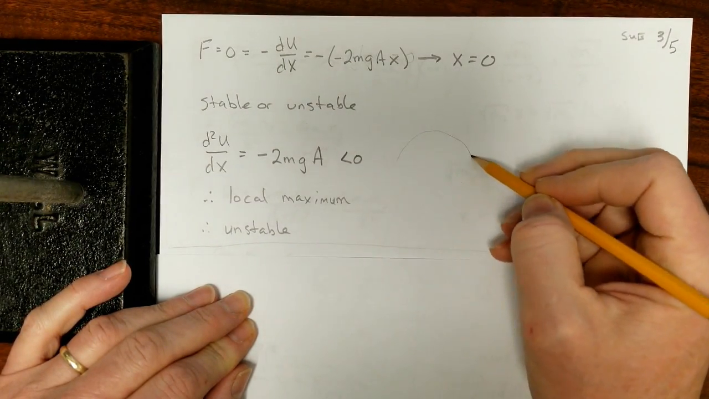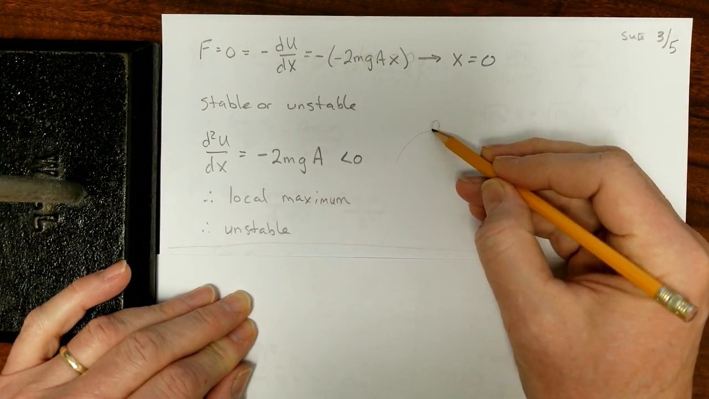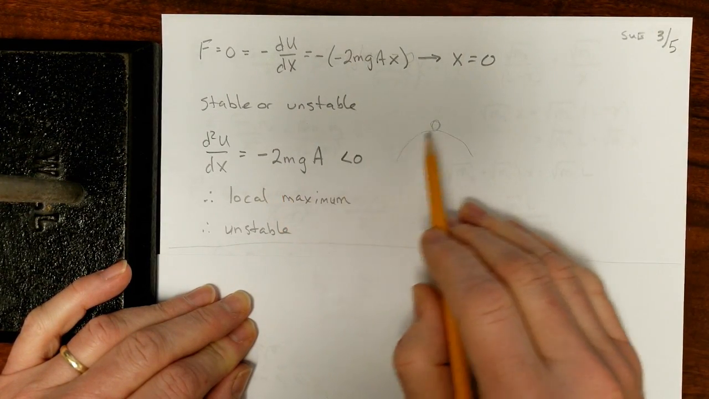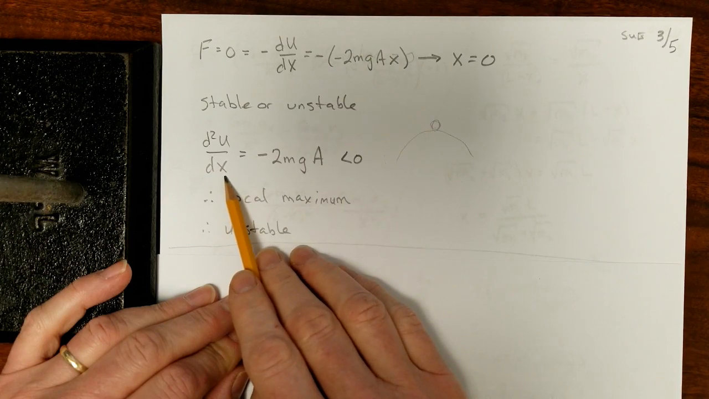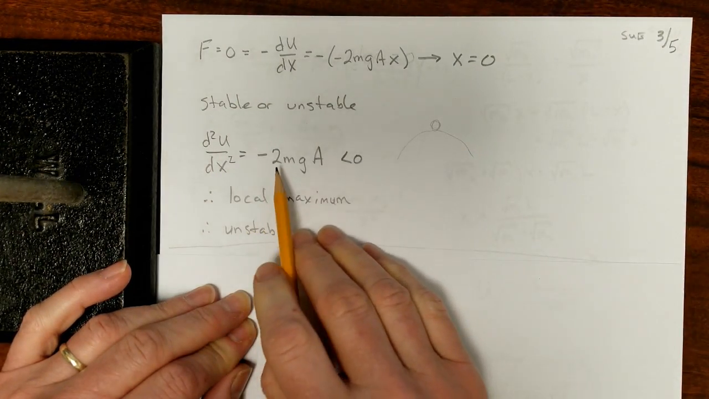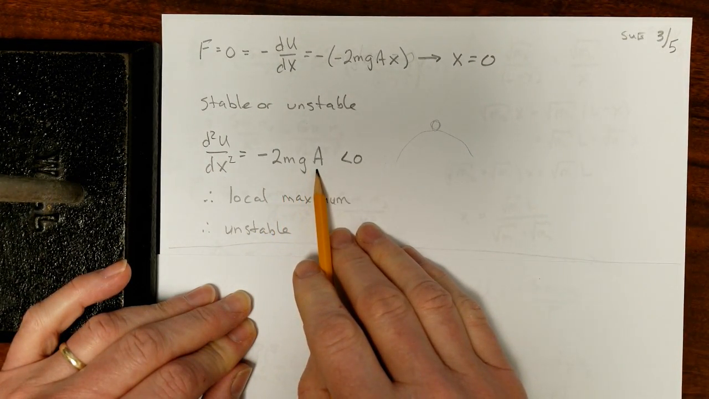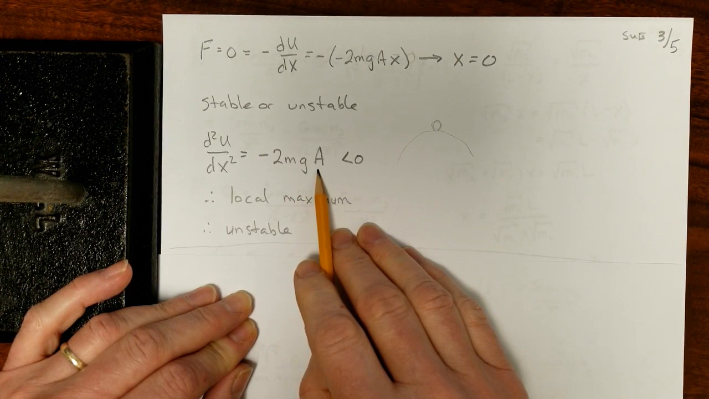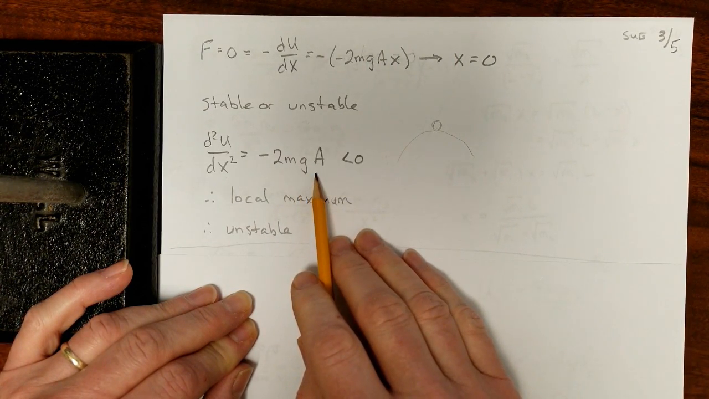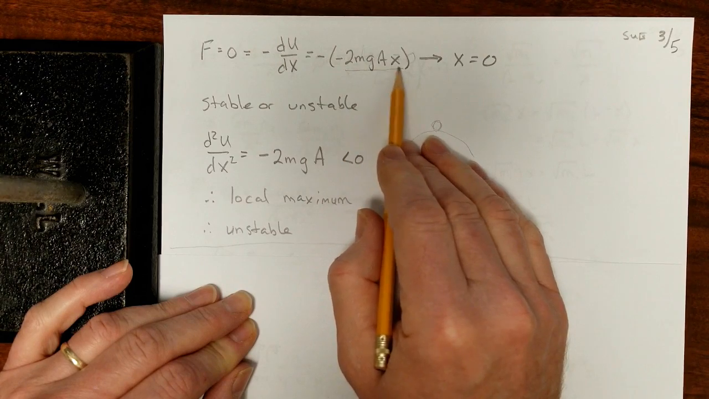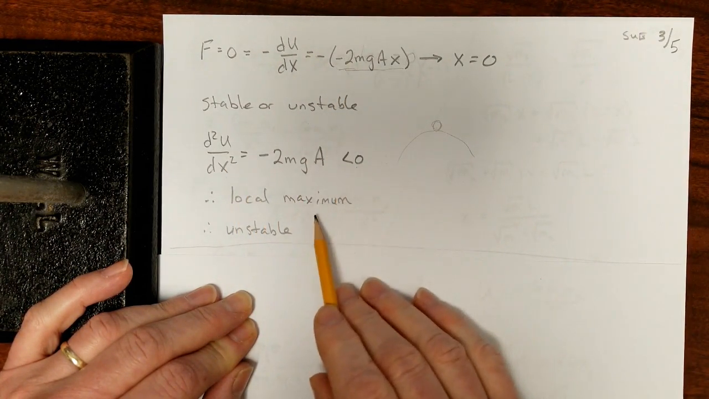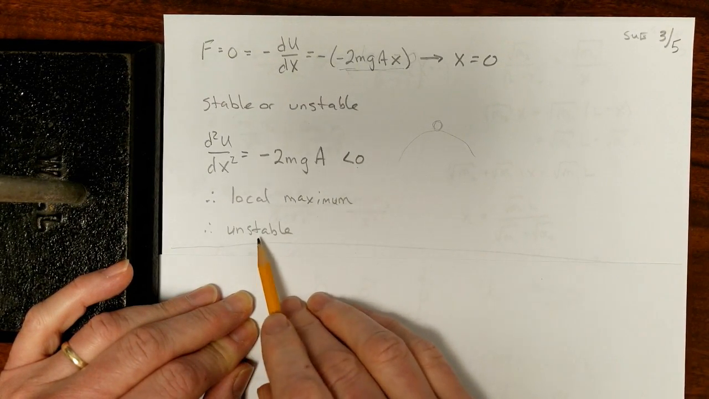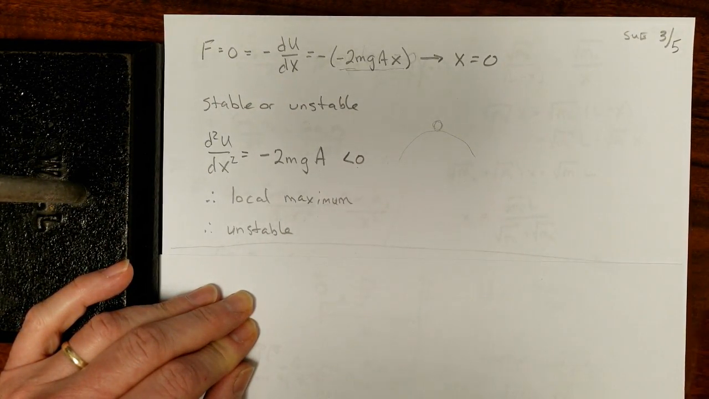So again, I had my hill like this, and 0, 0 is right there. So I can have equilibrium, and I know it's unstable, but let's show it mathematically. So I have d squared U/dx squared equal to negative 2 mga. Taking the derivative, we end up with, again, that's the first derivative right there. Take the second derivative, and it's less than 0. We're dealing with a local maximum, which corresponds with an unstable equilibrium.